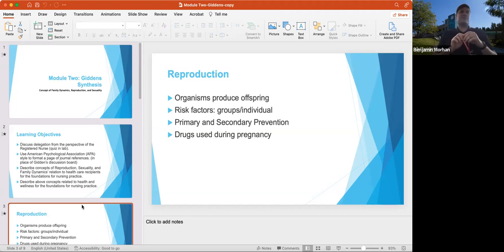There's a reference table in Giddens 21.2 that talks about the drugs used in pregnancy. And you might need that to understand that for your quiz and to prepare for the NCLEX as well.